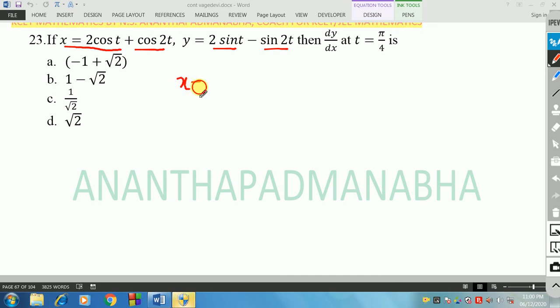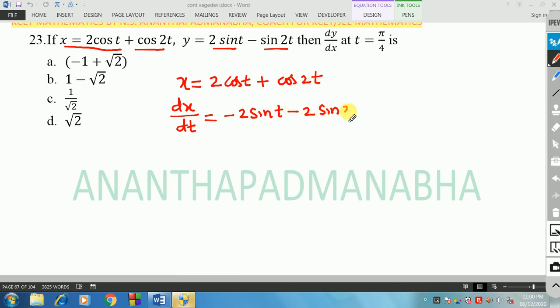So let us consider x is equal to 2 cos t plus cos 2t. So dx by dt is equal to, derivative of 2 cos t is minus 2 sin t. Derivative of cos 2t is minus 2 sin 2t.